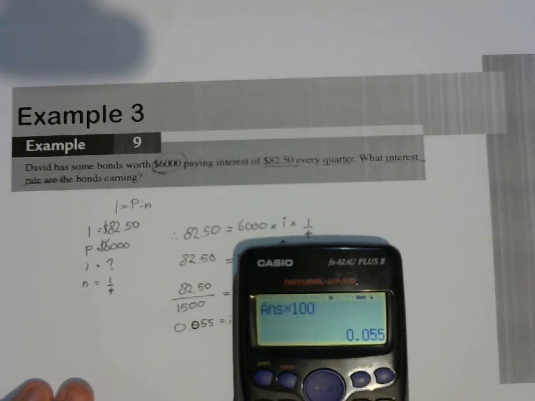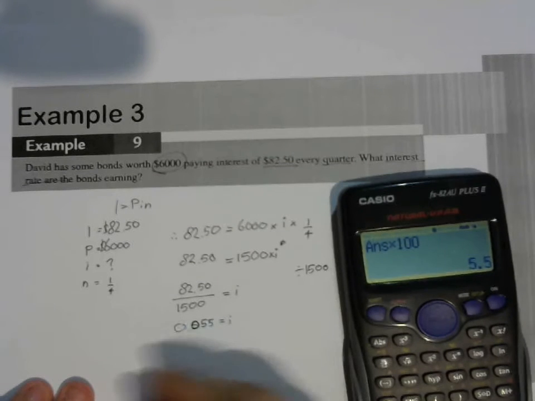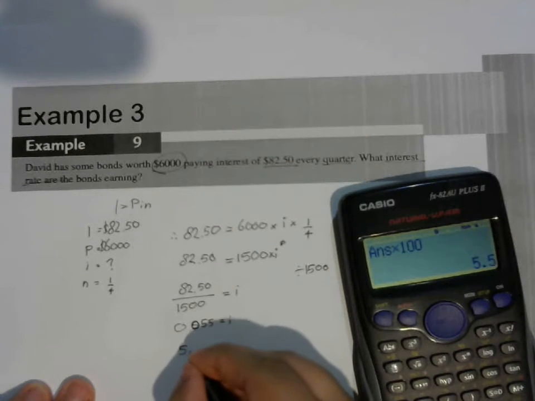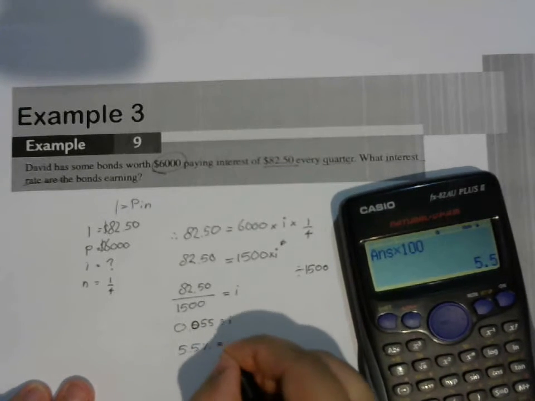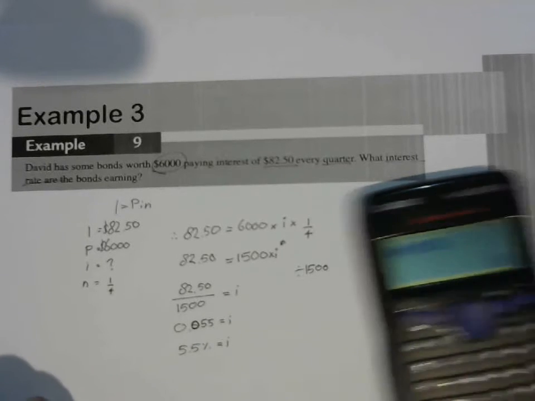And I can change that into a percentage by timesing by 100. My mistake, timesing by 100, which is 5.5%, is the interest rate.